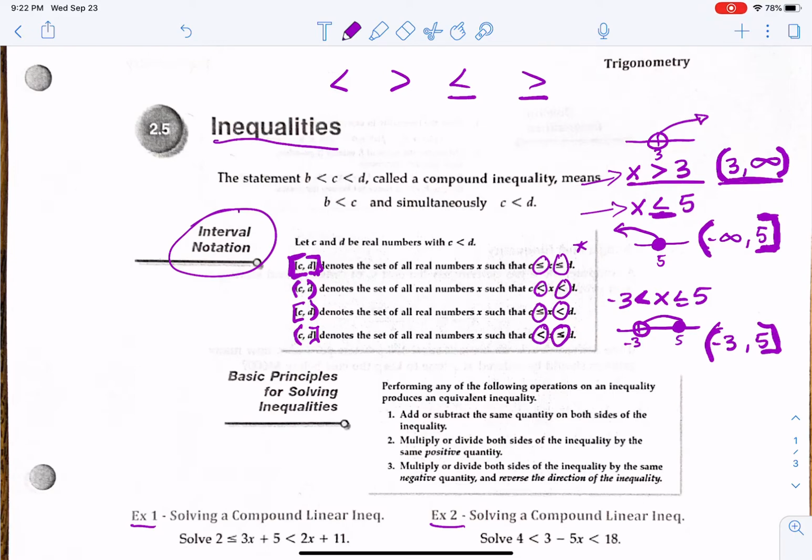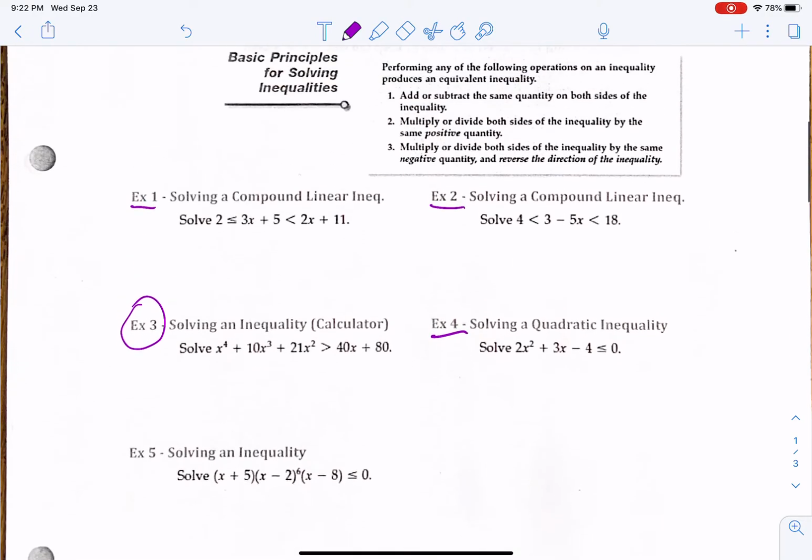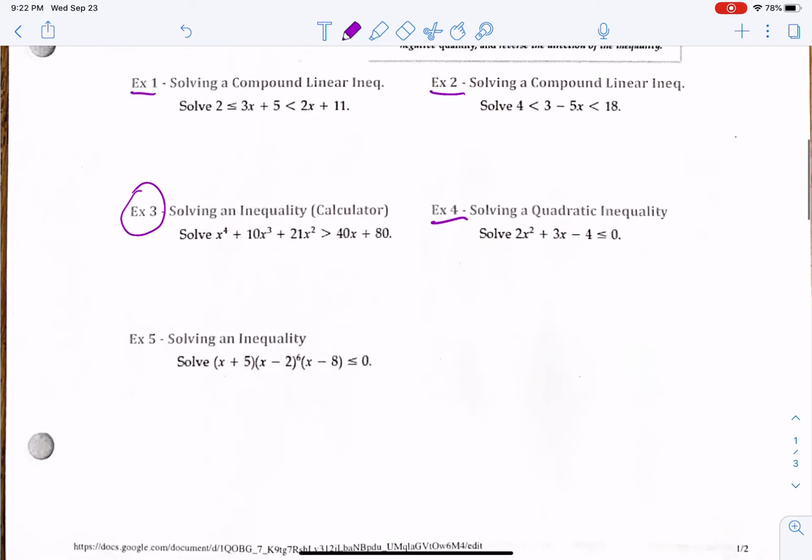Okay, all right, I'm going to skip the basic principles for solving inequalities because we don't need to go over that. I'm going to do example 2 before I do example 1, so I'll teach you how to do these 2 different ways. These are called compound inequalities, and they're compound because we have basically 3 pieces and they're separated by 2 sets of symbols. So this would be kind of like having 2 equal signs. You have like 3 equations separated by 2 equal signs, but they're not equals, they're inequalities.